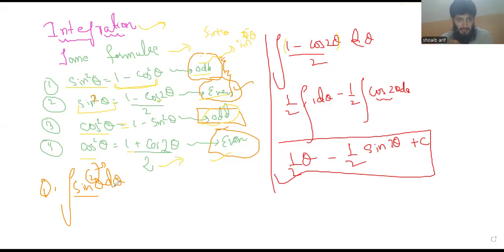Integration of sine square theta d theta. So this is the even power. Okay. So we will use this formula in the place of sine square theta. So we replace sine square theta with 1 - cos 2 theta divided by 2. Then apply integration on both terms, 1 and cos 2 theta, and 1 upon 2 is a constant, so the constant is outside the integration.